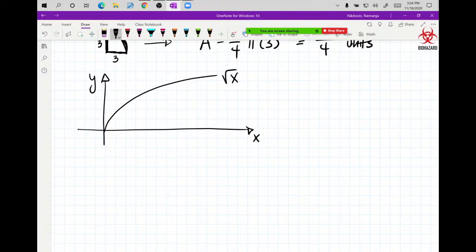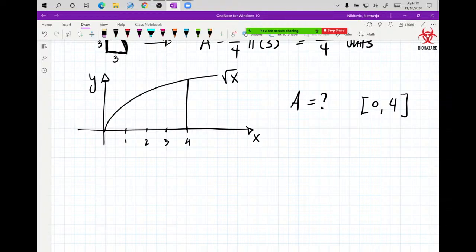So what is the area from, let's say, 0 to 4? Like, what's the area there? You say, well, that's going to be easy because I can just go 1, 2, 3, 4, and the area is all of this.